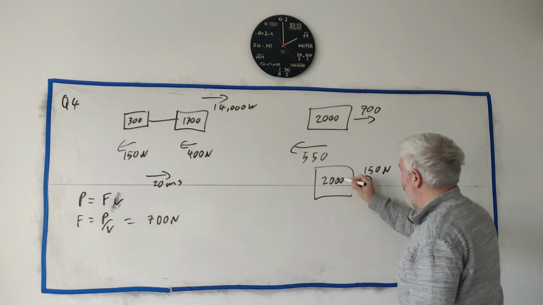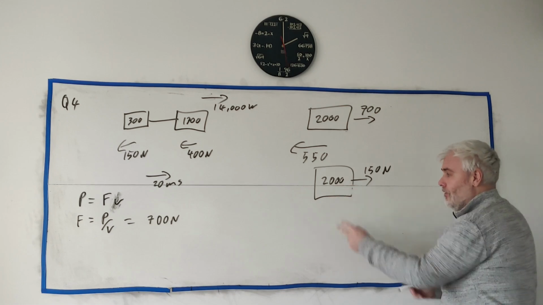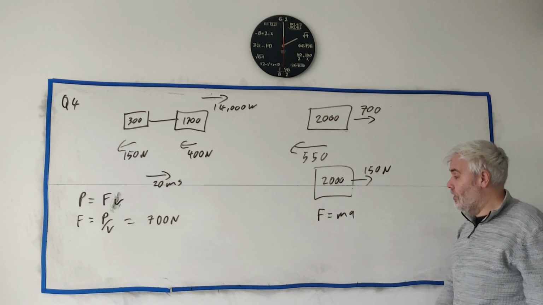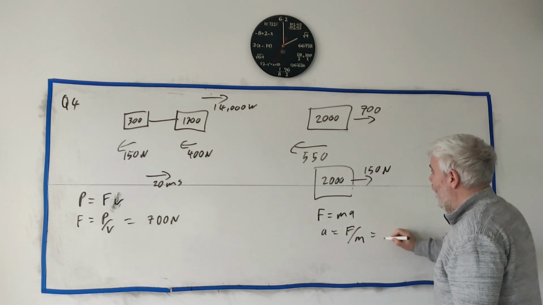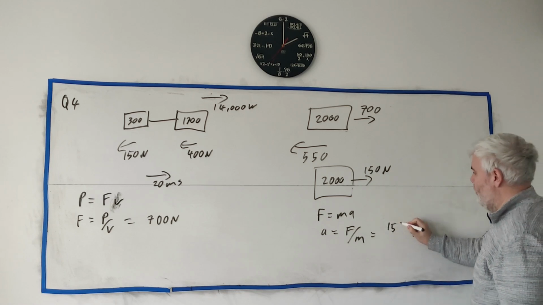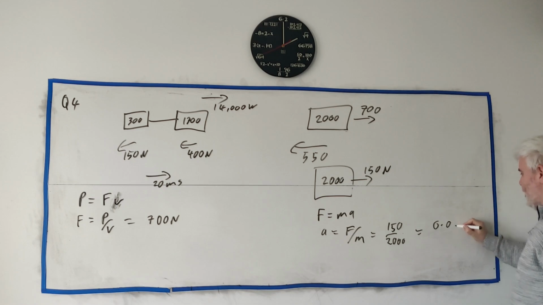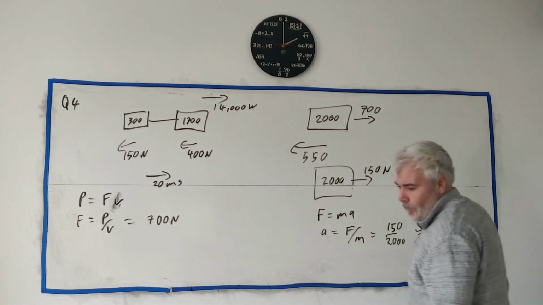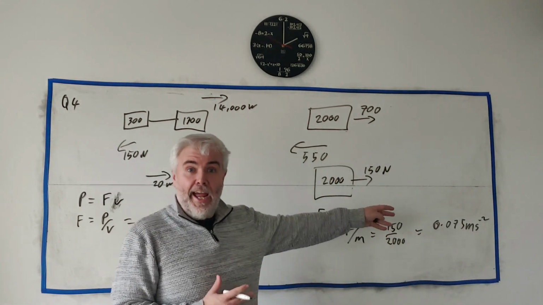2,000 kilograms. So we have force, we have mass, and we're only looking for acceleration. Force is equal to mass times acceleration, so a is equal to force divided by mass. a is equal to 150 divided by 2,000, which is equal to 0.075 meters per second squared. Let me just double check that. Yes, 0.075. So that's half the answer.